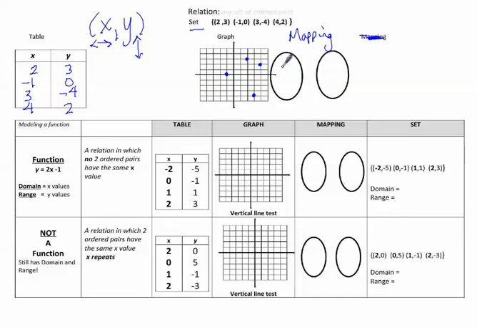For mapping, my mapping got moved over. There we go. Mapping is basically giving the coordinate points directions. In other words, your x's are going to go here, your y's are going to go here. Your 2 is going to be mapped to your 3, so it gives it directions. The 2 goes with the 3. -1 goes with 0. 3 has been paired with -4. 4 has been paired with 2.